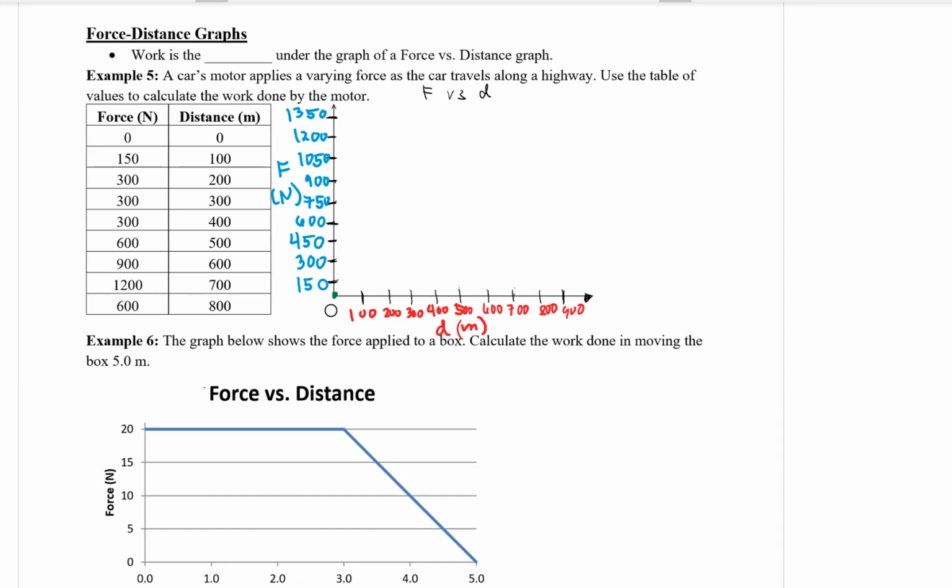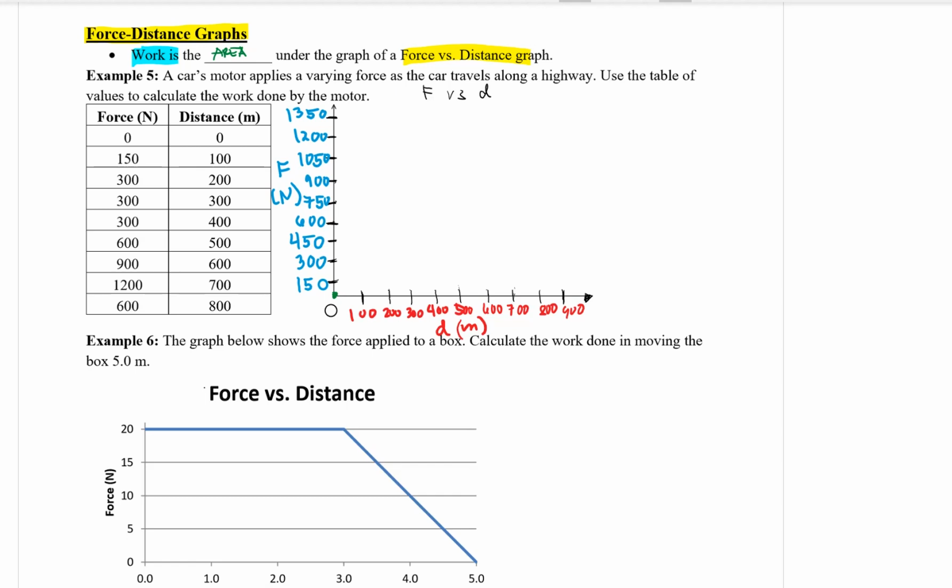Everyone, this is a continuation video of this lesson 4.1 work. Specifically, we'll be focusing on force distance graphs. Work is the area under the curve or under the graph of a force distance graph. So therefore, if you have a graph of force against the distance, the area under that graph would be the work.